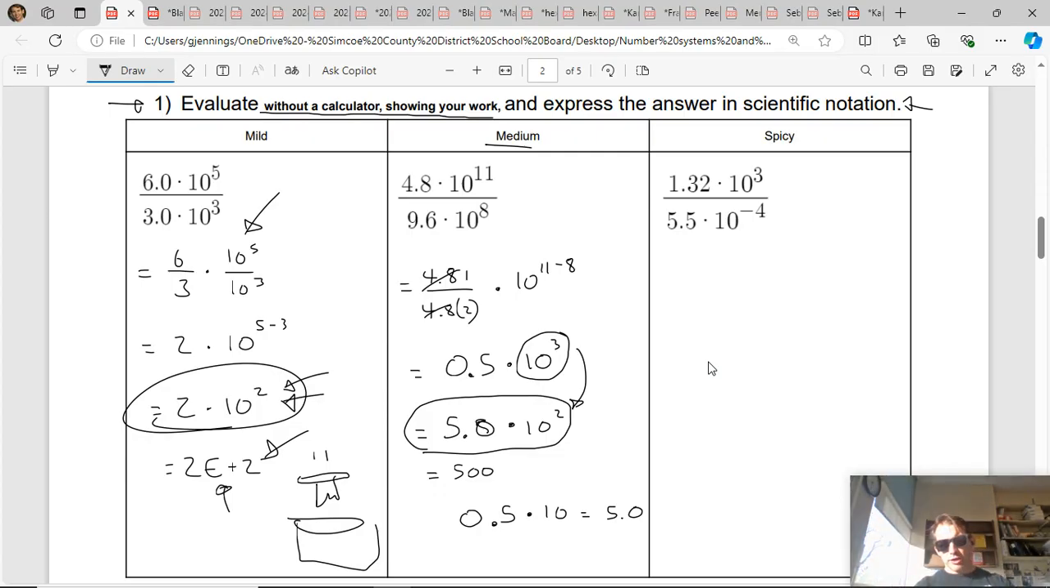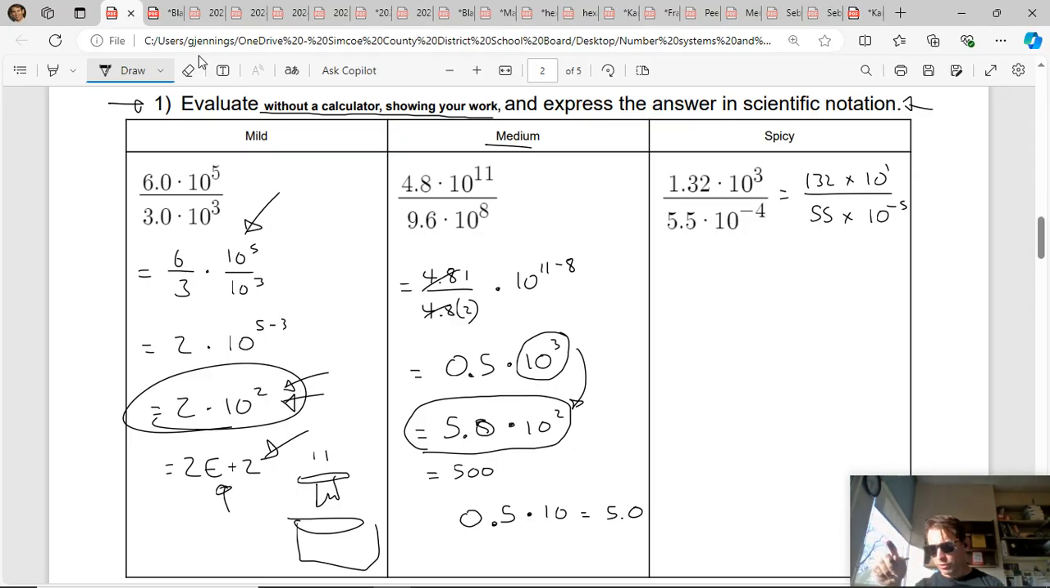Okay. This one here, you can also do some tricks. Let me show you some tricks. I'm going to borrow 2 10s from the top, okay, to multiply that 1.32. So that's going to be equal to 132 times 10 to the 1 because I borrowed 2 of them already. And then on the bottom, I'm going to borrow yet another one, okay? So I'm going to have 55 times 10 to the minus 5.